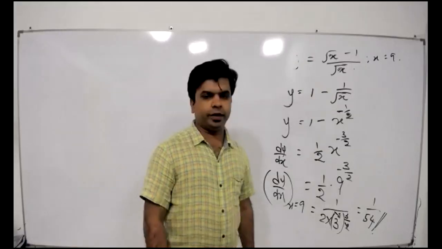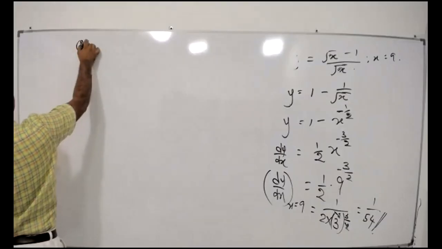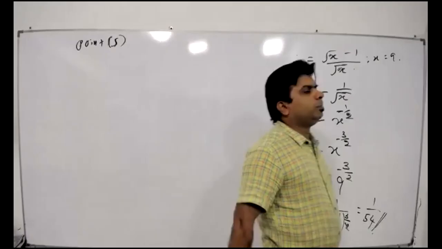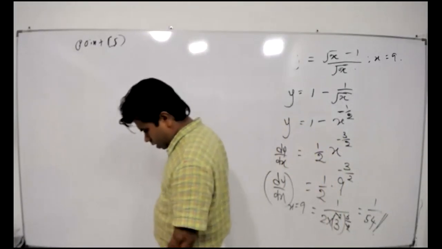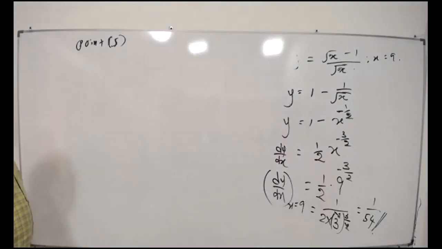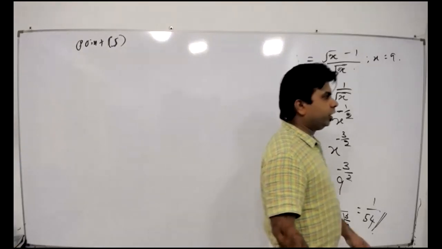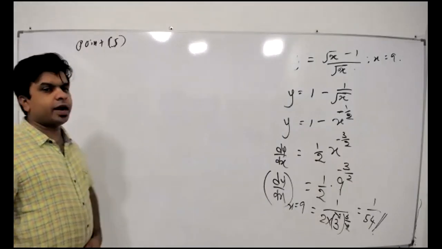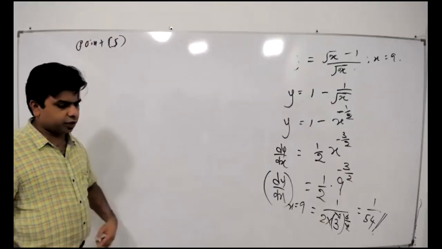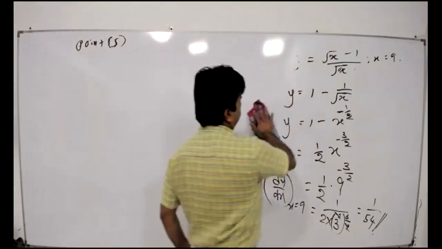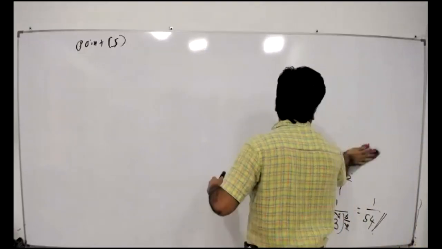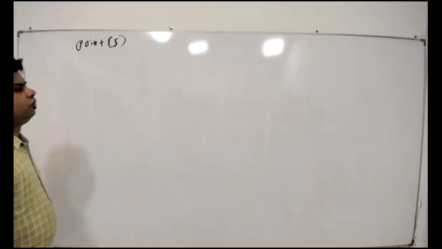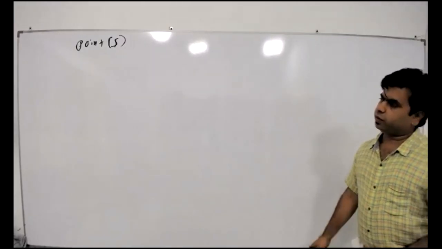Find the point, sometimes points, okay? Find the points on the curve corresponding to the gradients given.